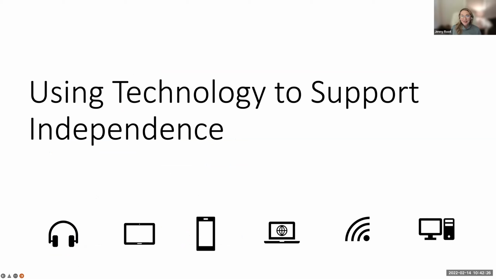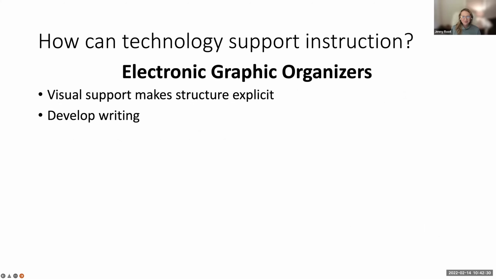All right, let's talk finally about using technology to support independence and comprehension. So one way that technology can support independence and comprehension is through electronic graphic organizers. So you've seen, we showed the story map was one type of graphic organizer. It's just a visual support to make the structure of the text more explicit and concrete, and it can help us develop writing.